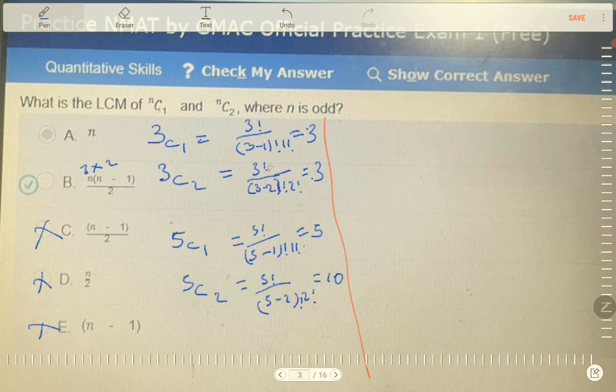But what the first one gave us is 3. Yes, 3 is the LCM of 3 and 3. But what if it's now 5 and 10? So we are looking for the one that is consistent for all the odd numbers. Option A works only when we have 3 combination 1, when the two numbers are the same, this equals 3, this equals 3. But when it changes, it is only option 2 that works. So option 2 becomes the answer. So the key here is to choose a number, so use a number to test it.